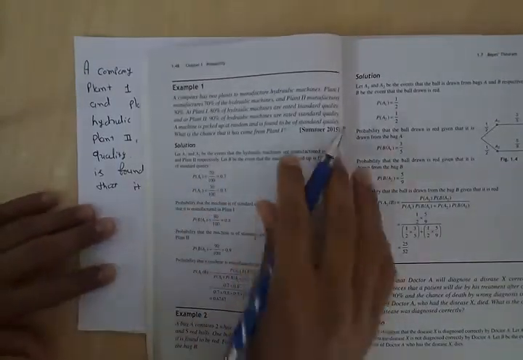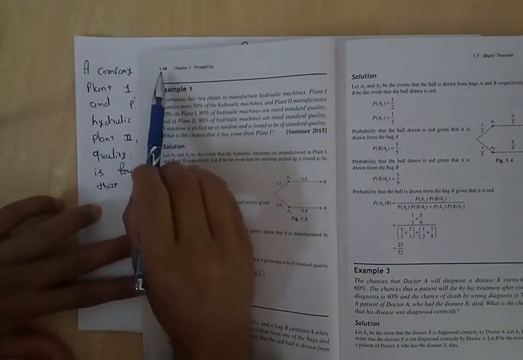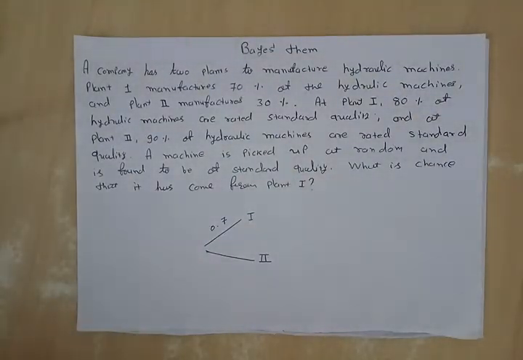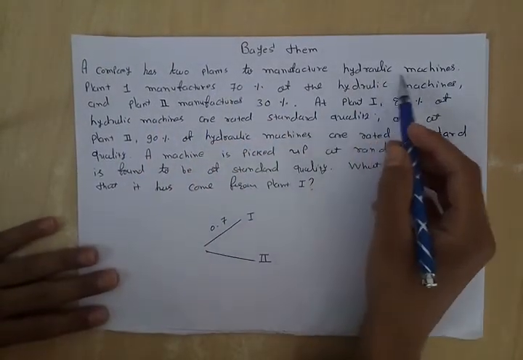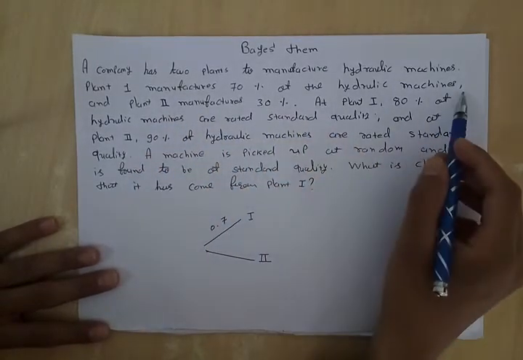So in this video, I am going to solve example number 1 related to Bayes theorem, which is given in page number 1.48. Now the question says, a company has two plants to manufacture hydraulic machines. Plant number 1 manufactures 70% of hydraulic machines.